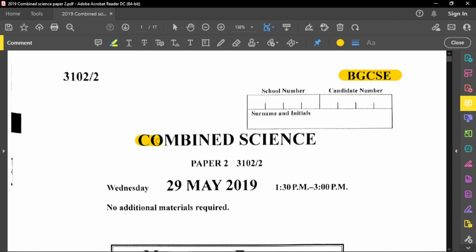Today we're reviewing a combined science paper. This is a paper 2 from the year 2019.